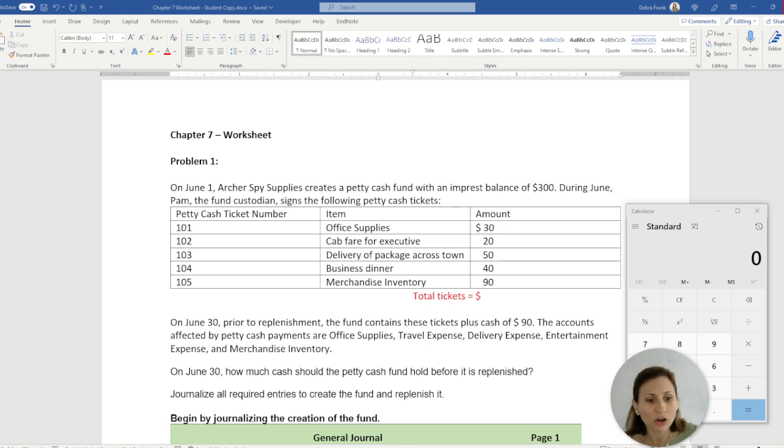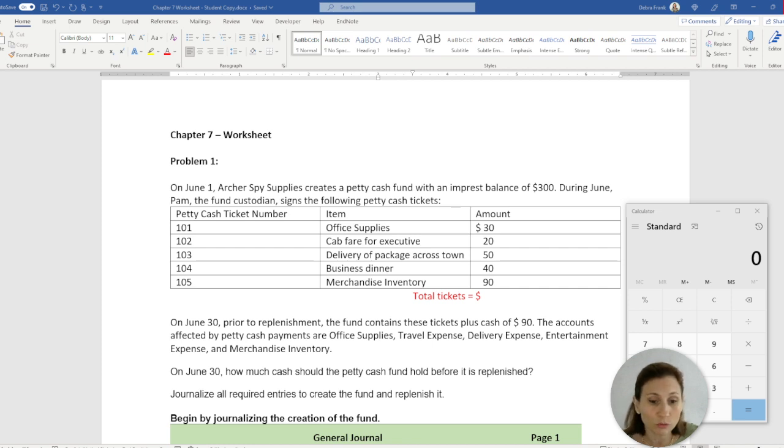And so we can see here on June 30th, prior to replenishment, the fund contains these tickets above, plus they counted $90 of cash in it. And then the accounts affected by petty cash payments are office supplies, travel expense, delivery expense, entertainment expense, and merchandise inventory. So we can see they're either asset or expense accounts. Two asset accounts, office supplies and merchandise inventory, and then the others are expense accounts.